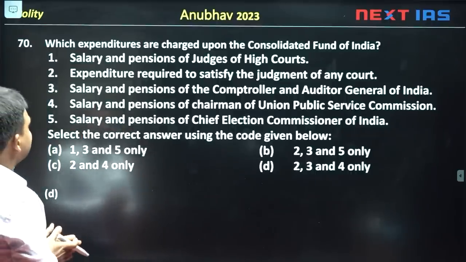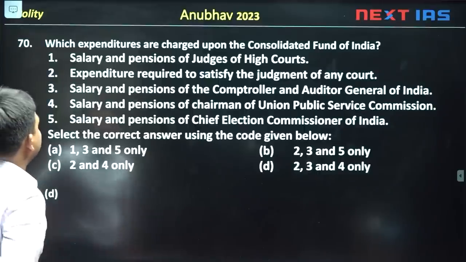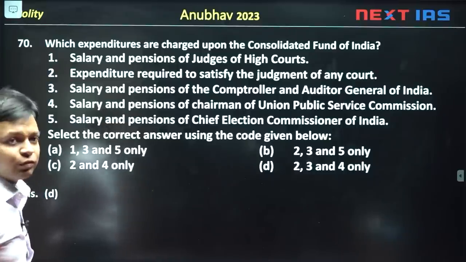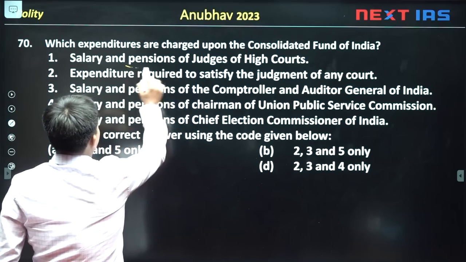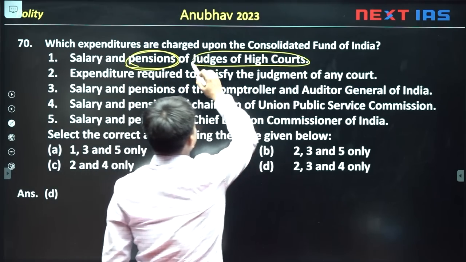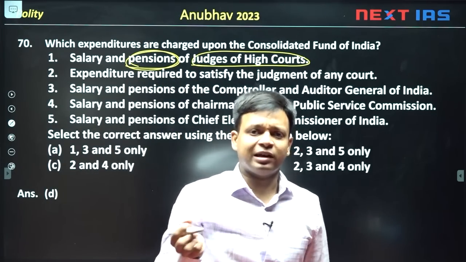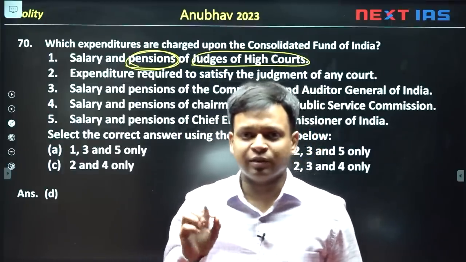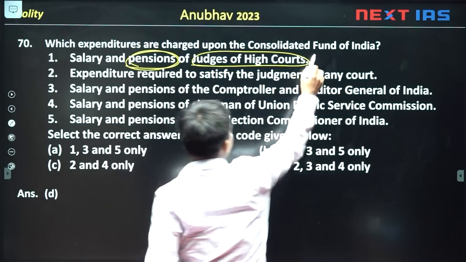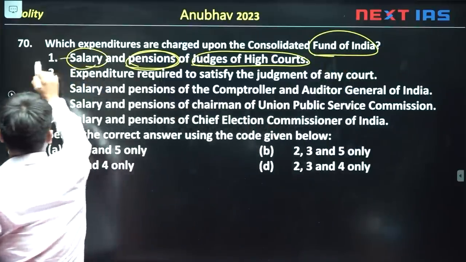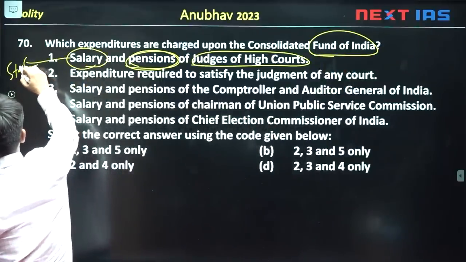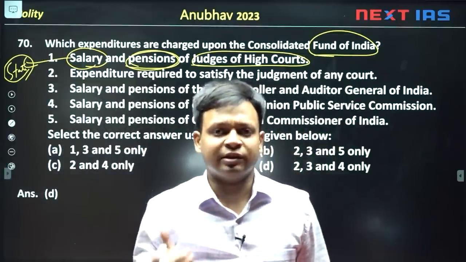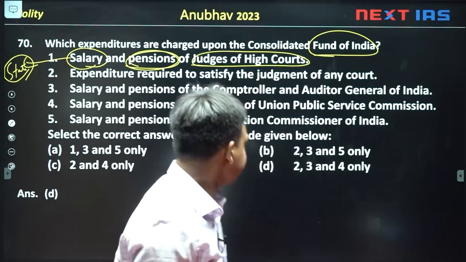Next, we have: which expenditures are charged upon the CFI? Salary and pensions of judges of high courts. Remember this, we have discussed in the class also very clearly. High court judges' pensions are charged upon the CFI, but salary is charged on the state. जिस state का jurisdiction होता है उस state के consolidated fund से judge की salary आती है. So this statement is not a correct statement.